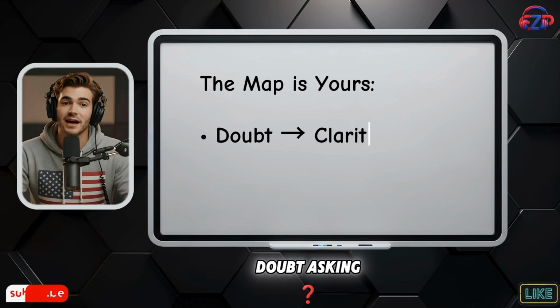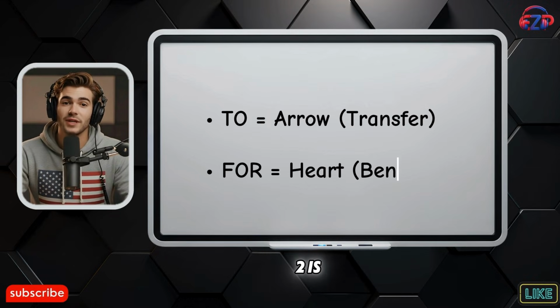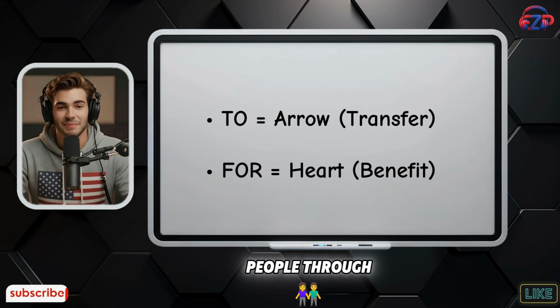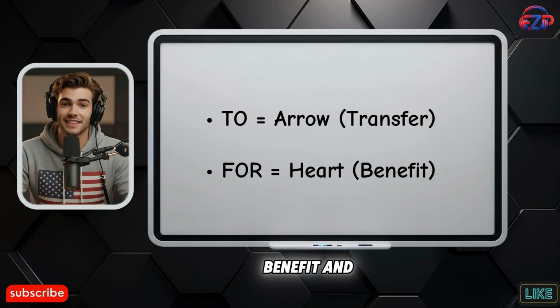That moment of doubt, asking, is it to, is it for, is now gone. It is replaced by a clear image. You know that to is the arrow. It connects people through movement and transfer. You know that for is the heart. It explains the benefit and the favor.